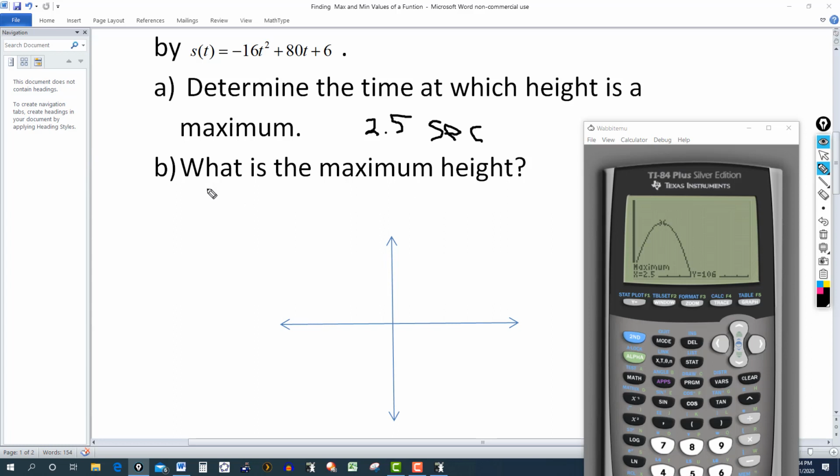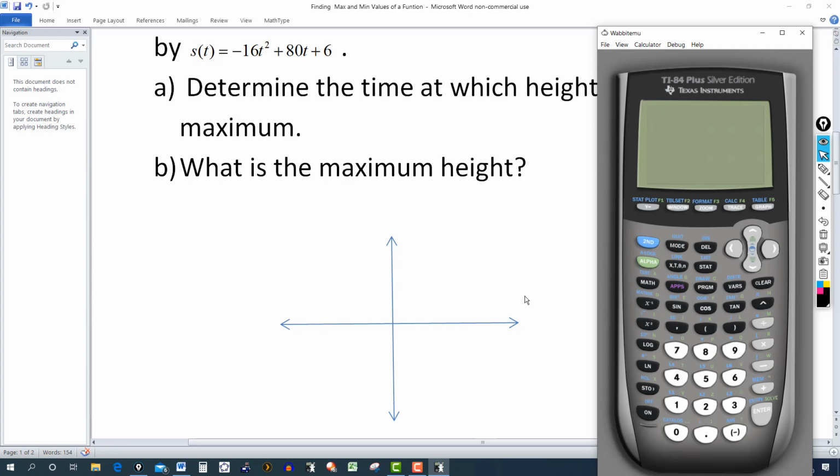Okay, and then for part B, what is the maximum height? Okay, well, it's 106. And here we're dealing with feet. So it's 106 feet. And if you were dealing with a minimum value, you would do basically the same procedure. Okay, so let's clear this. Okay, and let's go to the next one.